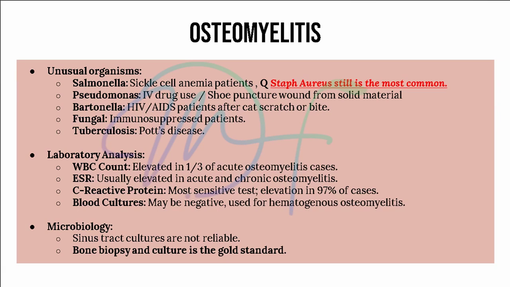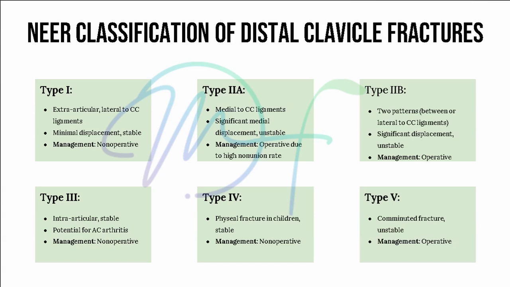The NEAR classification categorizes distal clavicle fractures into 6 types based on location and stability. Type 1 fractures are stable, located lateral to the coracoclavicular ligaments, and minimally displaced. Type 2 fractures are unstable, subdivided into IIA, medial to the ligaments, and IIB, lateral or between the ligaments, with significant displacement.